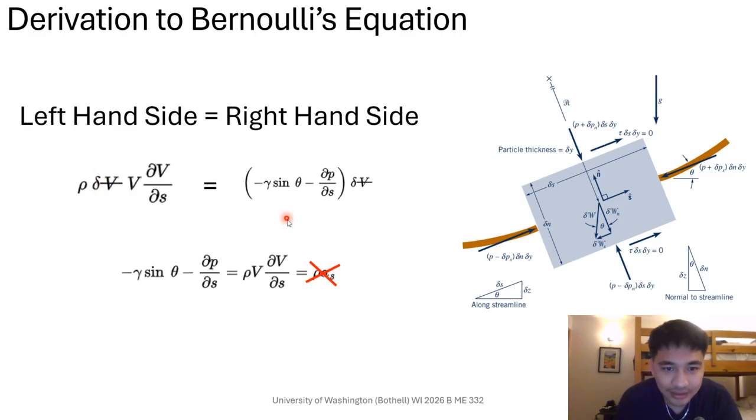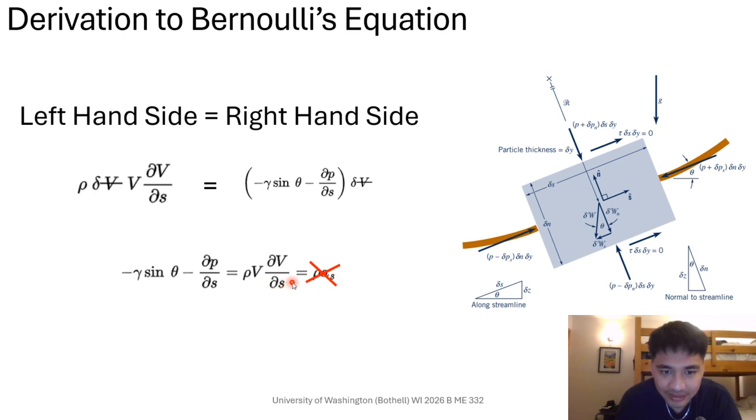So right in this side, you're left with delta gamma, which is your specific weight, sine theta minus your partial derivative P times S right here. And then here's the other side here. And the reason why I crossed this out is because in the textbook, they just said this is equal to rho times acceleration in the streamline direction.